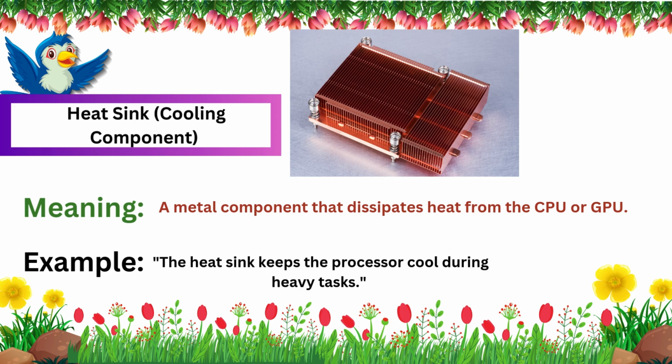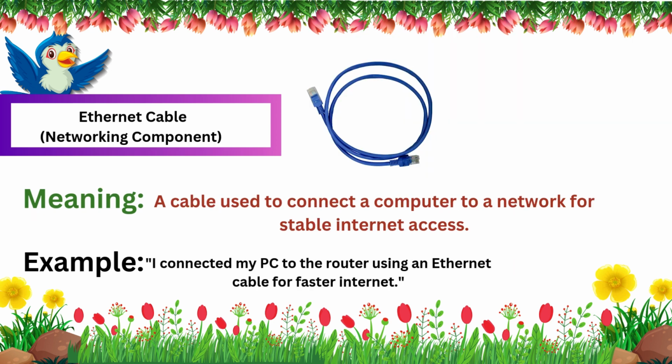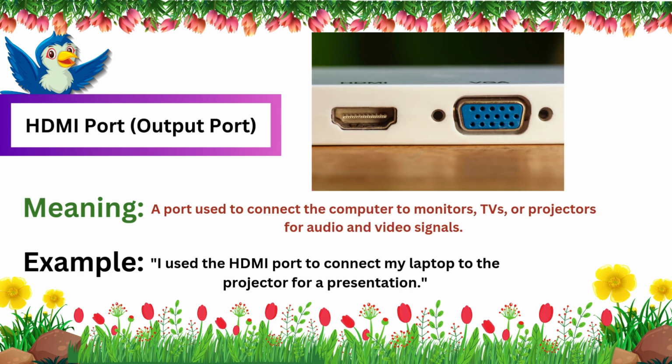Ethernet cable, networking component. A cable used to connect a computer to a network for stable internet access. Example: I connected my PC to the router using an Ethernet cable for faster internet. HDMI port, output port. A port used to connect the computer to monitors, TVs, or projectors for audio and video signals. Example: I used the HDMI port to connect my laptop to the projector for a presentation.